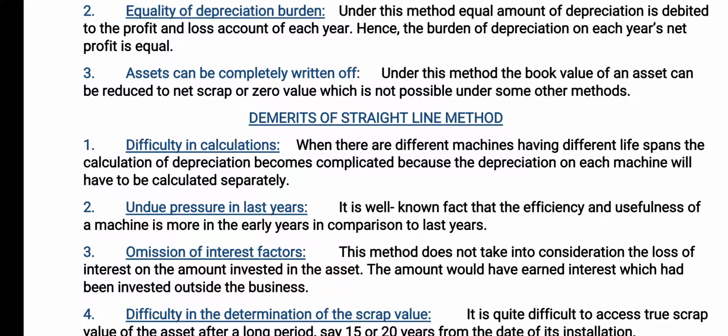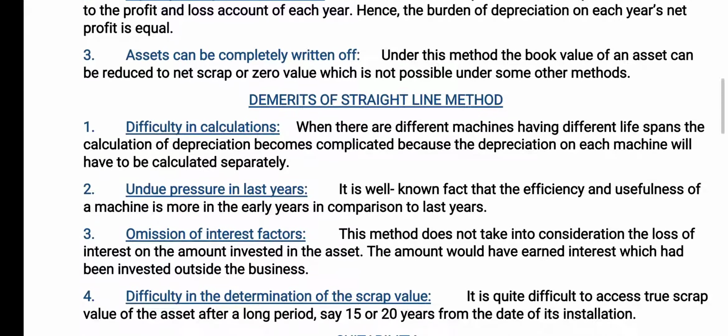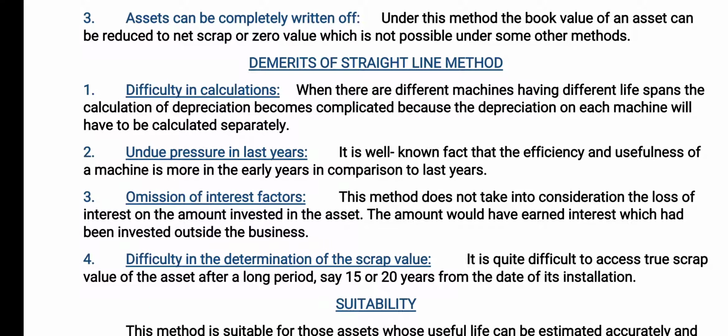Omission of interest factors. This method does not take into consideration the loss of interest on the amount invested in the asset. The amount would have earned interest if it had been invested outside the business. Next one, difficulty in the determination of the scrap value. It is quite difficult to assess the true scrap value of the asset after a long period, say 15 or 20 years from the date of its installation.